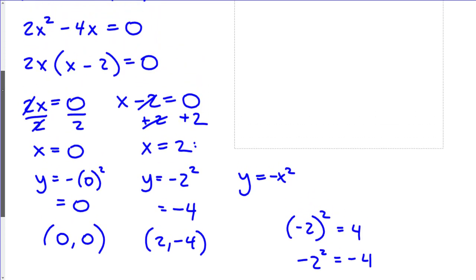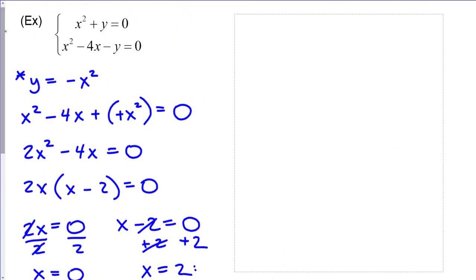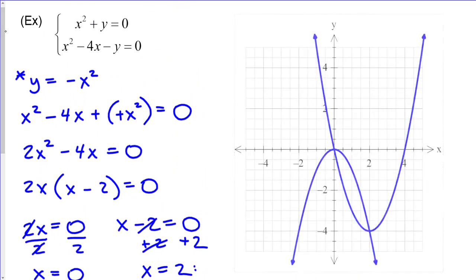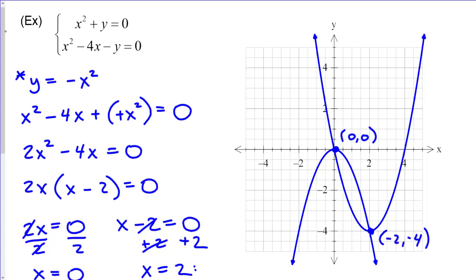And let's look at the graph and see what happens here. So here are my two parabolas, and they indeed are intersecting at 2 points. One point is clearly the origin, 0, 0. And that's what we discovered through solving. And the other point has the coordinates positive 2, negative 4, which is what we discovered for the other solution.